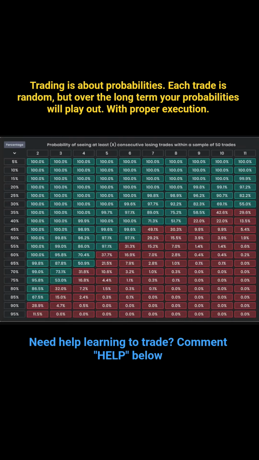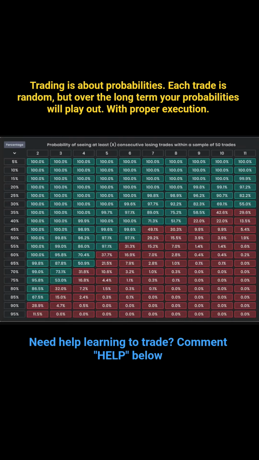If you have a strategy where your risk reward is high and you have a 30% win rate, overall you're winning more than you're losing. If you look at the chart, 6 losses in a row every 50 trades is almost guaranteed, 99.6%. Even 11 losses in a row happens 55% of the time at a 30% win rate. You'll have 11 losses in a row every 50 trades.